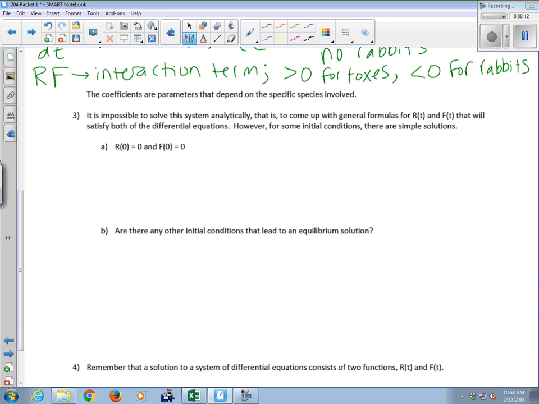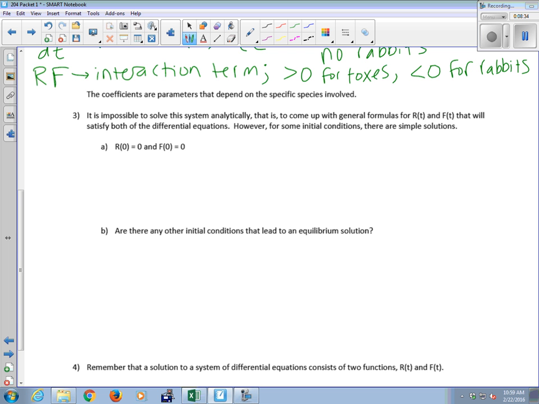Okay, so this system that we're talking about, it's impossible to solve it analytically. It's not linear because the RF term makes it not linear. So it's impossible to come up with the formulas for R of t and F of t. We just can't do it. But for some initial conditions, there are simple solutions.